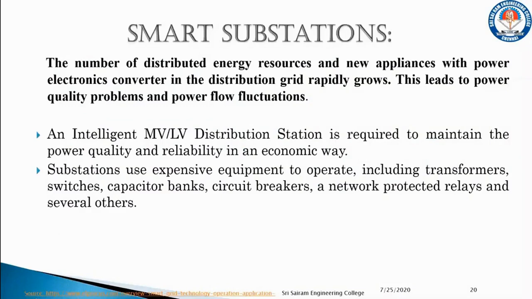Next is the smart substation. As we have seen before, we are using much distributed generation at various places. This requires the introduction of electronic converters, which will lead to power quality problems. Then we have to go for a smart substation in order to take care of these power quality issues. These smart substations are going to have many components like transformers, switches, capacitor banks, circuit breakers, network protection relays, and several other components.